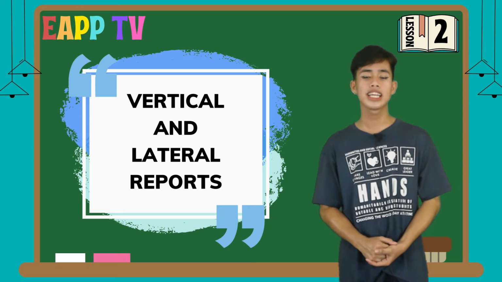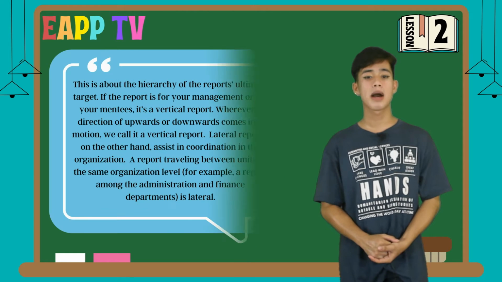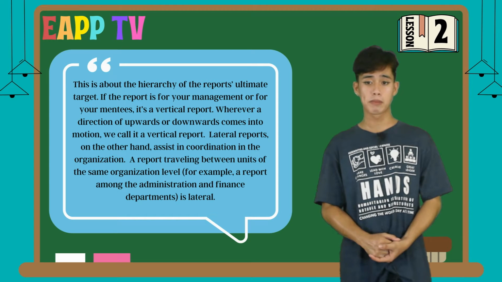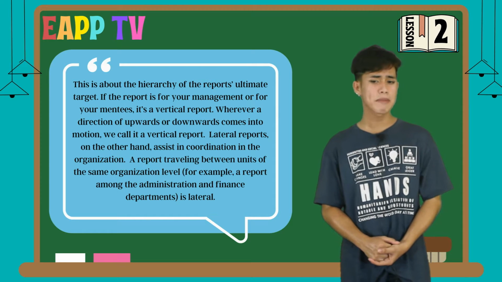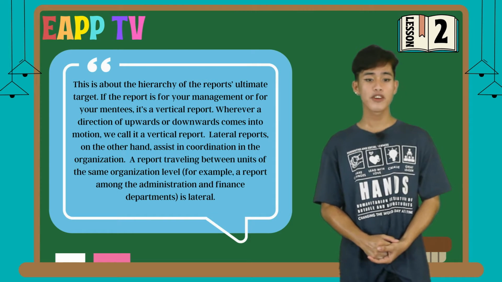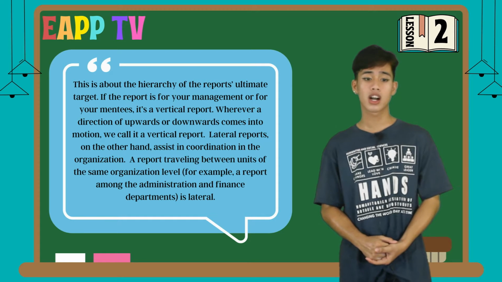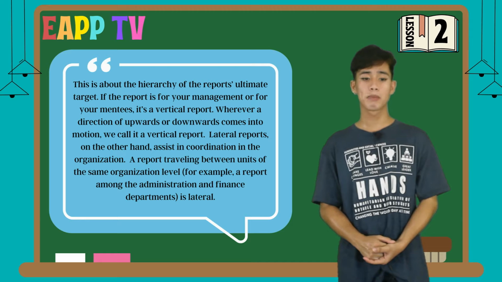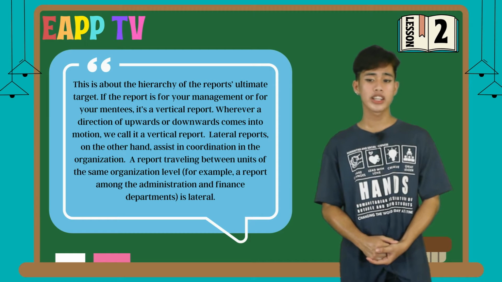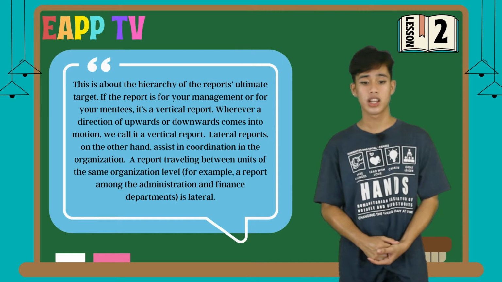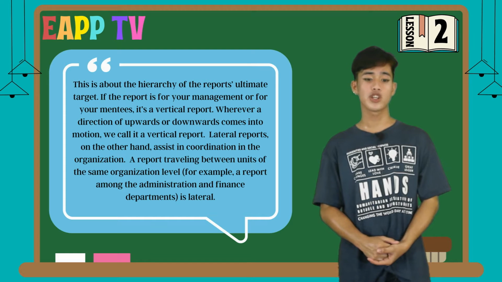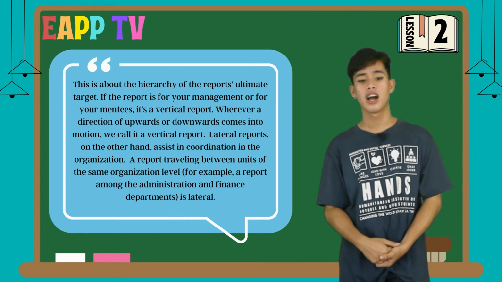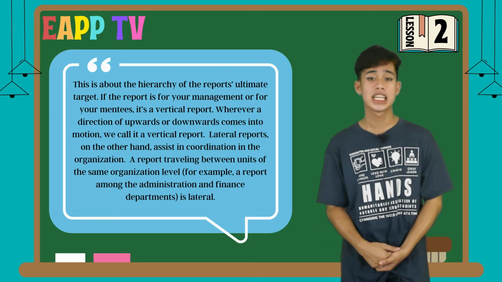Number 3, vertical and lateral reports. This is about the hierarchy of the report's ultimate target. If the report is for your management or for mentees, it's a vertical report. Wherever a direction of upwards or downwards comes into motion, we call it a vertical report. A lateral report, on the other hand, assists in coordination in the organization. It is a report traveling between units of the same organizational level. For example, a report of the administration and finance department is lateral.